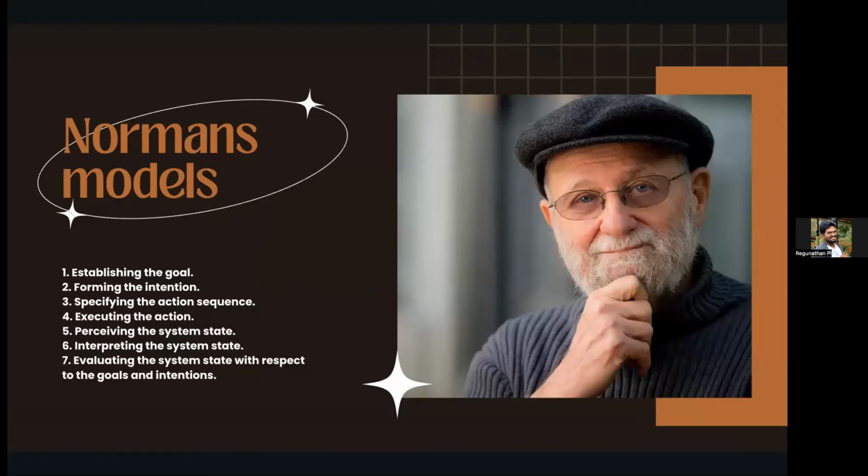So these first four steps come under the execution stages of Norman's model. And the fifth point, which is perceiving the system state, is actually understanding what the system is like after the action is performed, and interacting with that system, like how the system is performing while the user is acting on particular stages. And with respect to that, the user's goal and intention is going to be satisfied, or the goal is to be achieved.